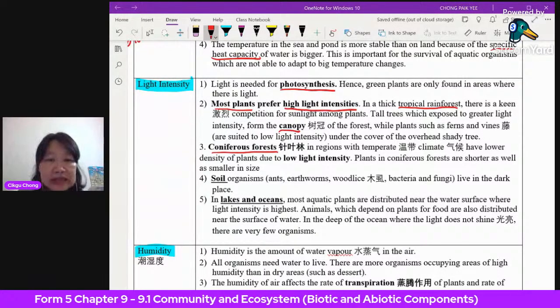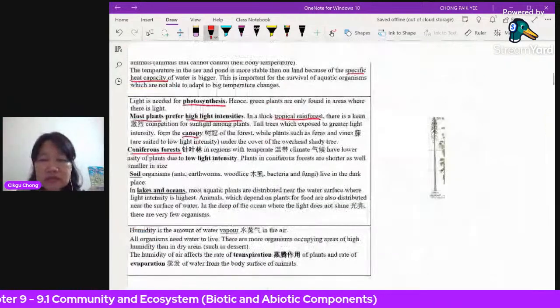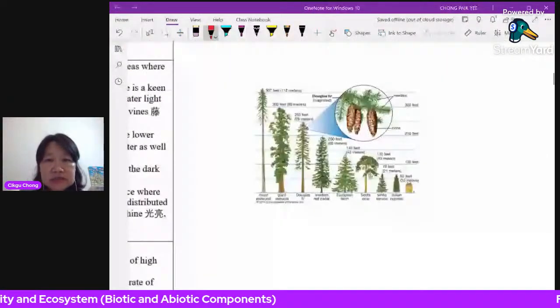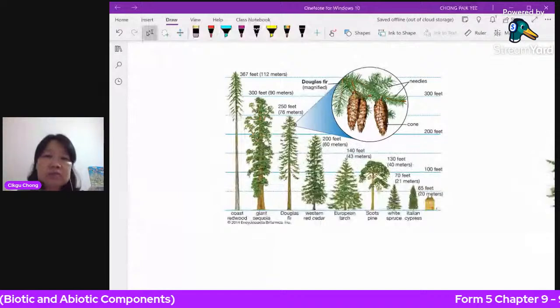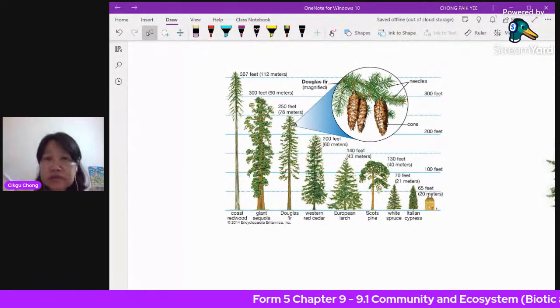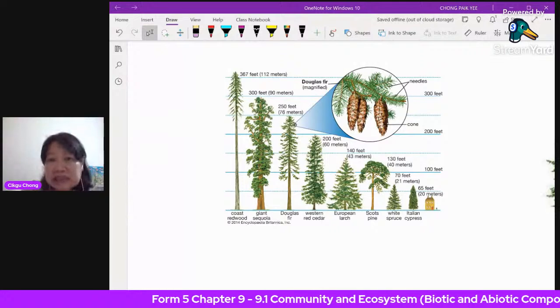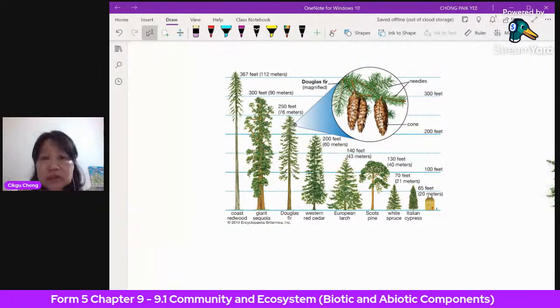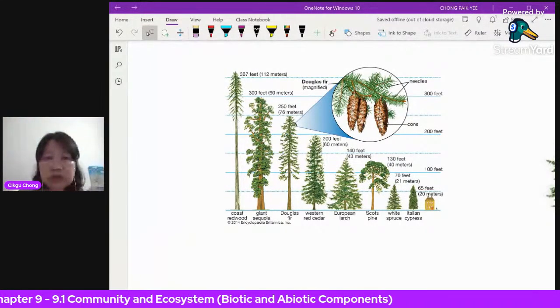These are the trees. You look at this one. These are the coniferous forests. Okay, these are conifers, and they all have cones, you see. The most specific characteristic of these coniferous plants is they have cones. And this is the seeds. The seeds are inside there. They don't have flowers, but they have this cone. Okay, they are called gymnosperms.